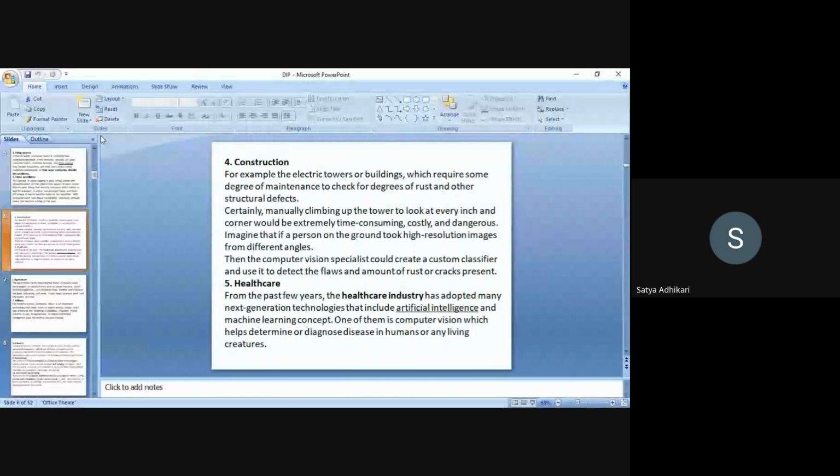It is also used in construction. For example, an electric tower or building requires some degree of maintenance to check the degree of rust or other structural defects. Suppose we take the example of an electric tower or a building. Manually climbing up the building or tower to look at every inch and corner would be extremely time consuming. If you manually check, a person will be climbing and checking which part is damaged, which part is rusted. So it takes a long time.